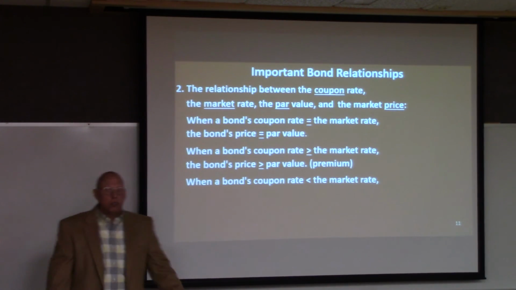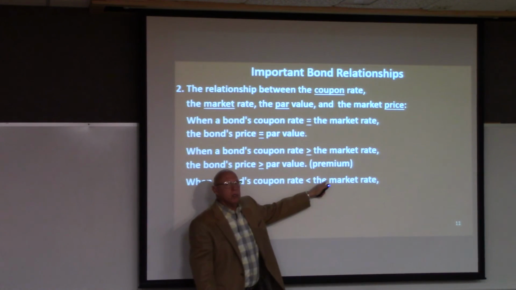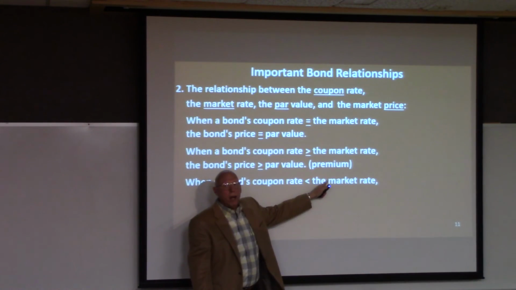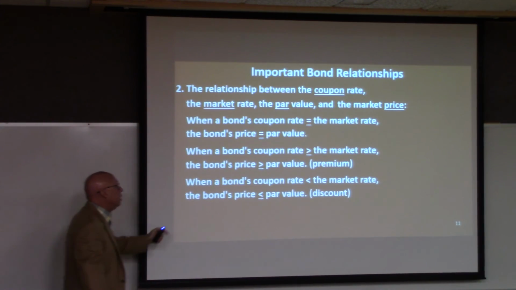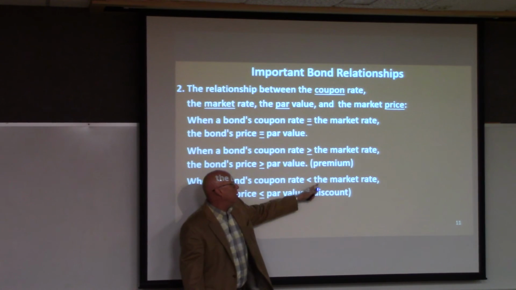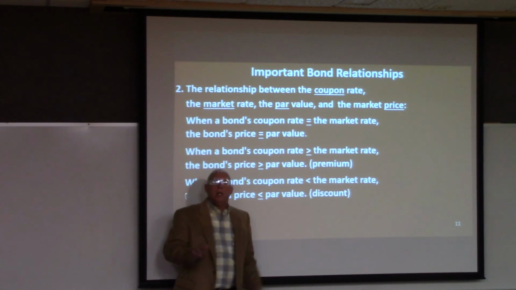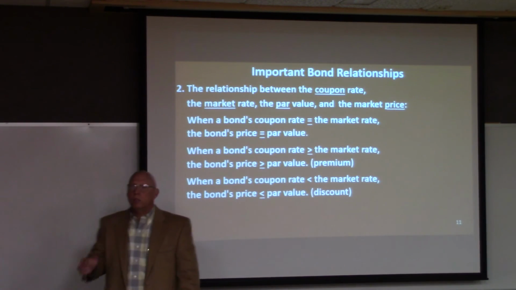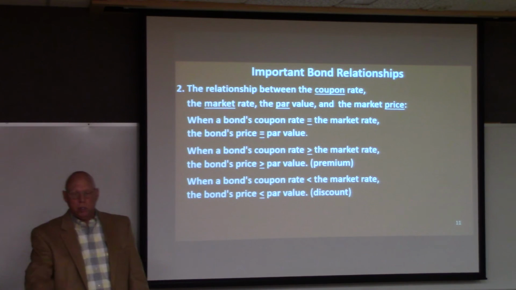When a bond's coupon rate is below the market rate, it doesn't mean the coupon rate's gone down, it means the market rate has gone up. And you know what happens when the market rate goes up? The bond price goes down, and the bond is trading at a discount. If the market rate goes up above the coupon rate, the bond will be trading at a discount. Anytime a bond is trading for less than $1,000, the market rate has gone up since the bond was issued.